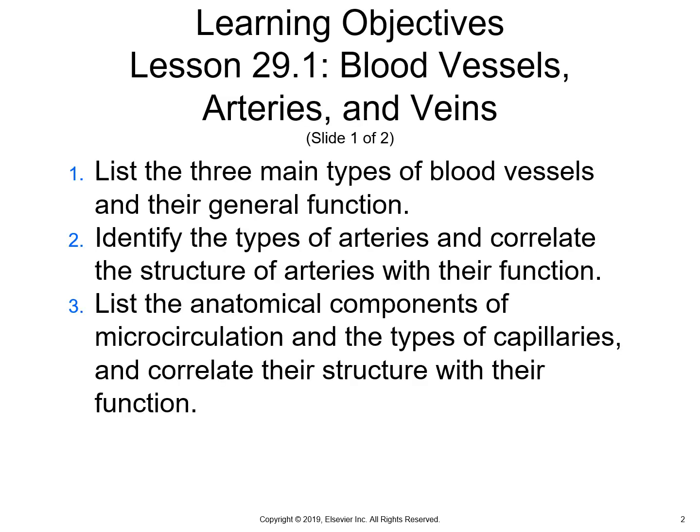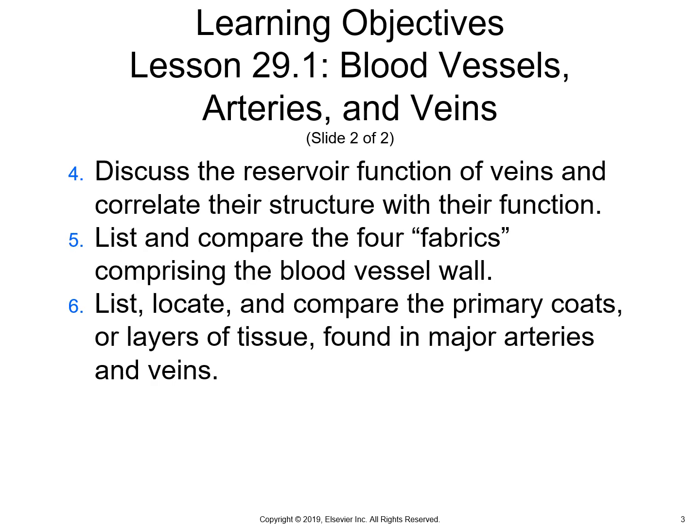Alright, these are our learning objectives for chapter 29, which is entitled Blood Vessels, Arteries, and Veins. List the three main types of blood vessels and their general function, identify the types of arteries, and correlate the structure of the arteries with their function. List the anatomical components of microcirculation and the types of capillaries, and correlate their structure with their function.